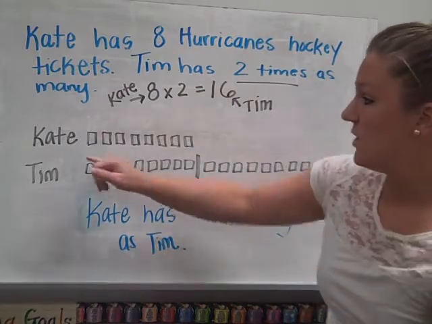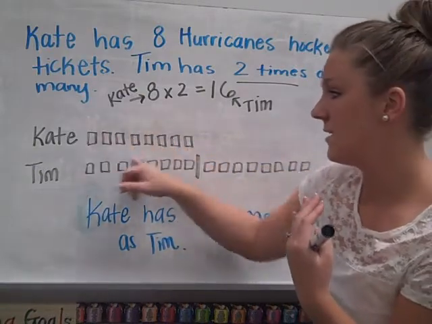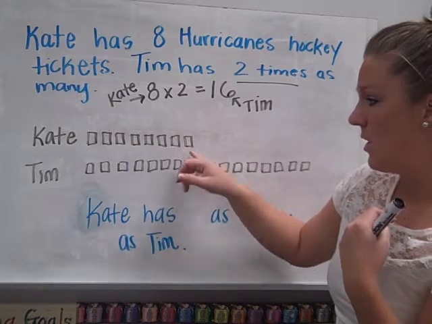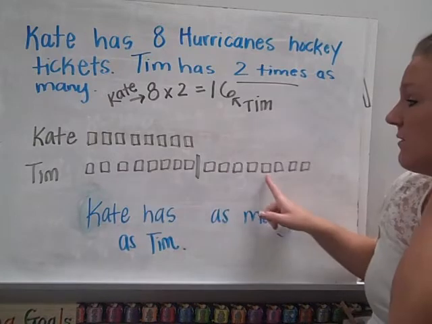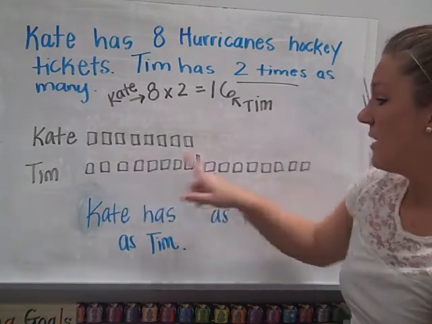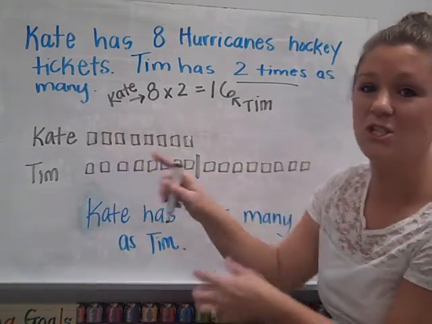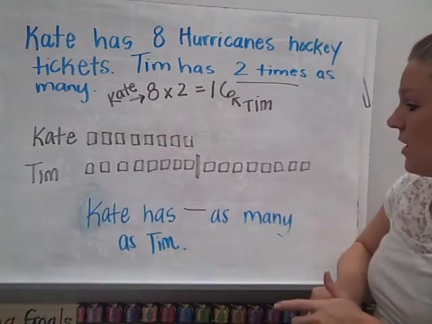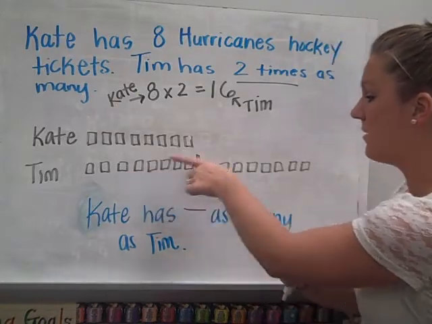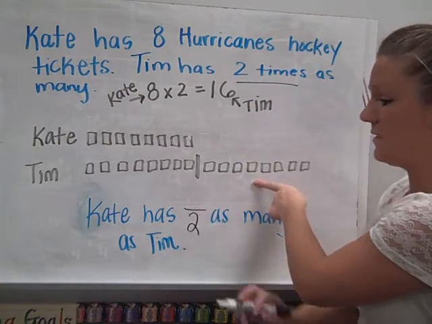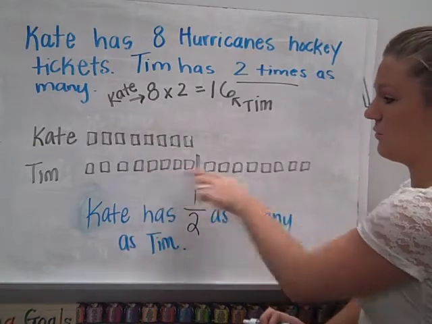So to draw this as a picture, I would draw Kate's 8 tickets. And now my one group size is 8. So this is considered one whole group, whereas Tim has 2 of these groups. I drew that line there to show you the separation of each group of 8. So Tim has 2 times as many as Kate. So Kate has the fractional piece because she has less than Tim. So to figure out what fractional piece she has compared to Tim, I'm going to count what Tim has. He has 2 groups, so that's my denominator. And Kate has 1 of the 2 that Tim has.